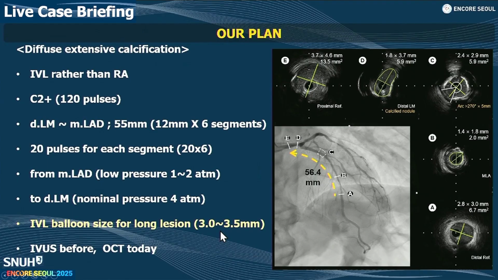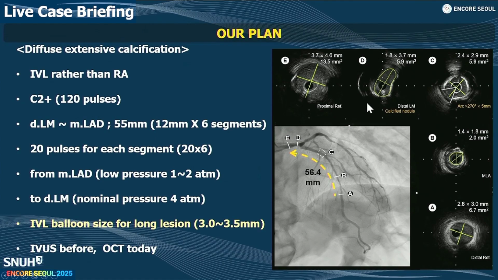because 3.5 is too big for treating mid-LAD. On the right side, B segment shows the mid-LAD lesion. MLD is 1.4 by 1.8. Thus, it is too small to accommodate a 3.5 balloon. On D is really an important target, the distal left main calcified nodule. MLD is 1.8 by 3.7. Thus, we expect a 3.0 balloon may well contact the vessel wall and deliver shock.